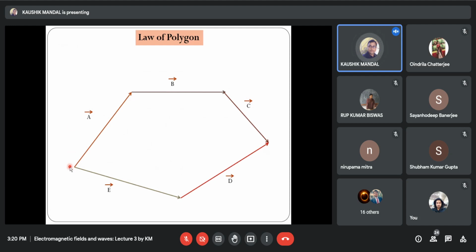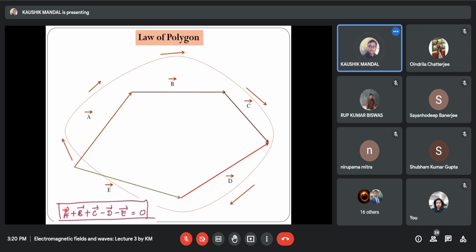So if we start from this point and move clockwise, then we have to move in that way. But if we move anti-clockwise, then that will be different. So we are moving in the clockwise direction. Then what will be the corresponding resultant vector? Vectors A, B, C are all in the same direction. However, vectors D and E are in the opposite direction of our rotation. So it will be minus D, minus E. So the total will be 0.